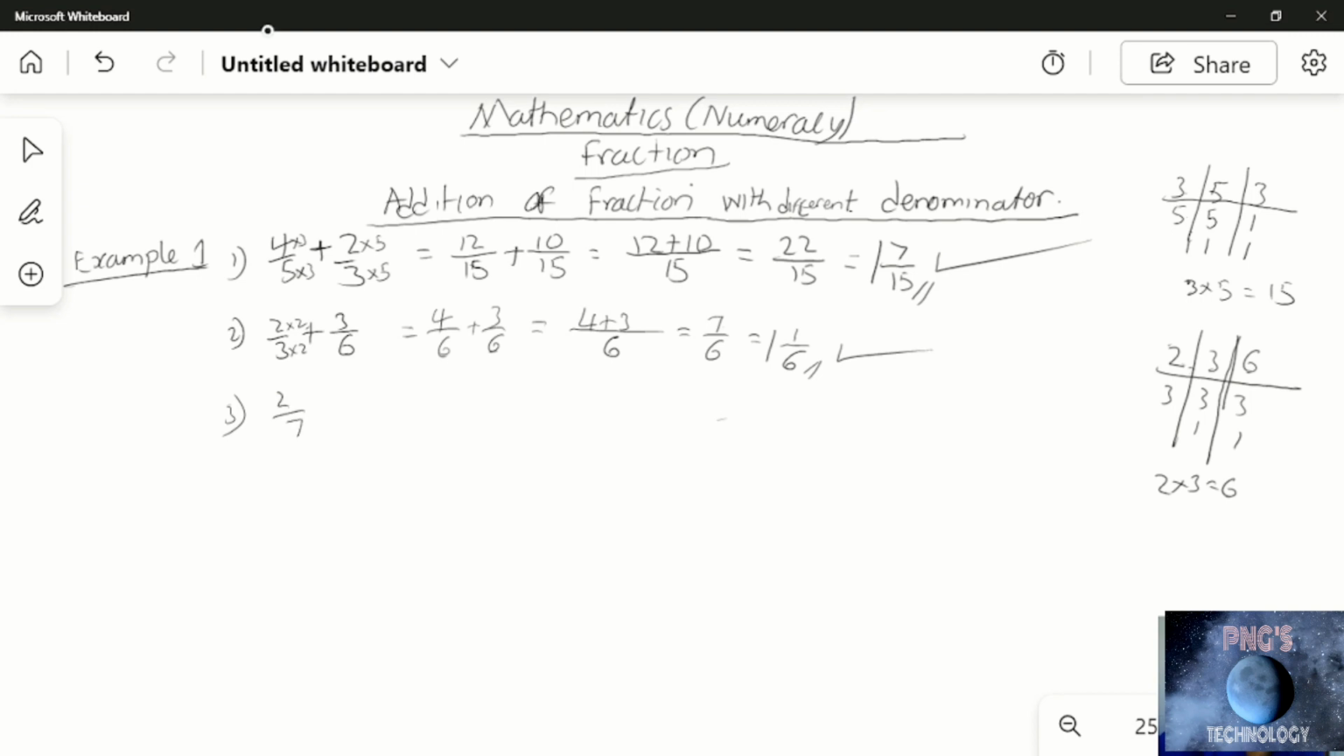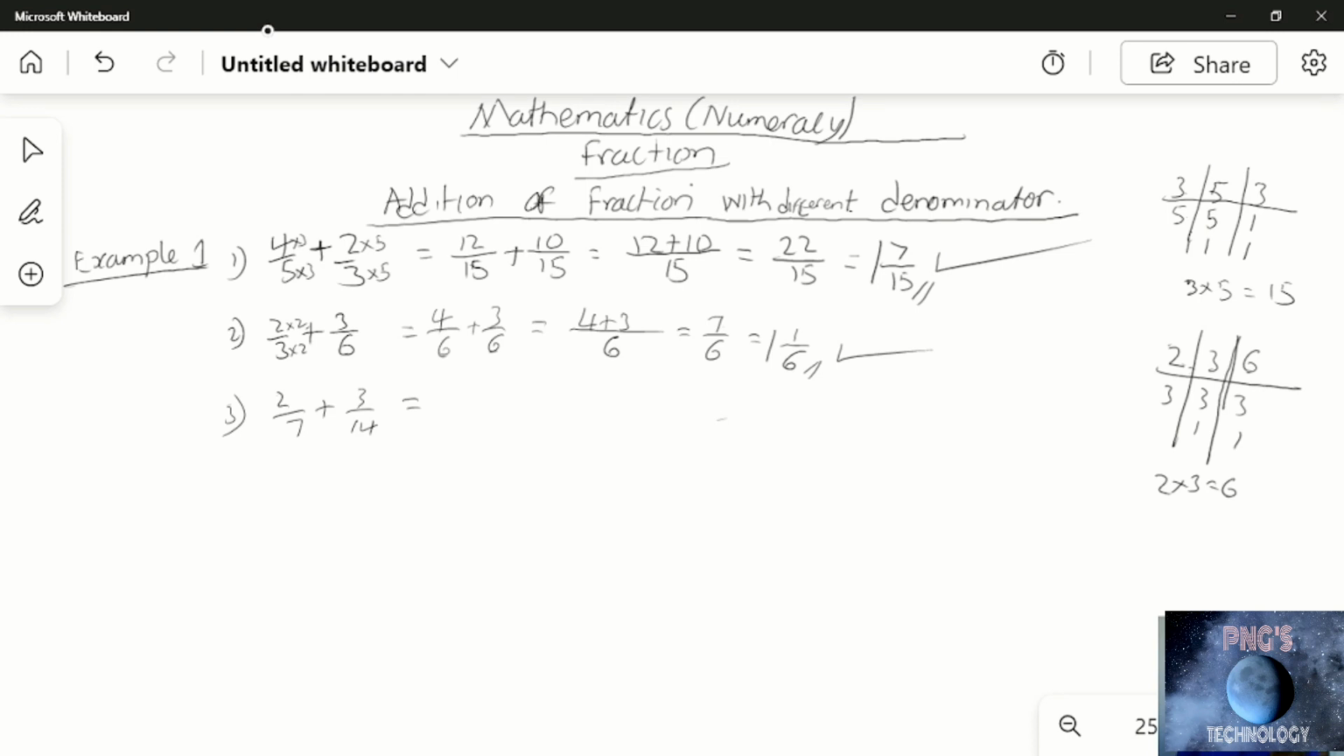So number 3, let's assume we're given 2 over 7 plus 3 over 14. So the LCM of 7 and 14, who can quickly tell me? Okay, you there? Yes, it is 14. The LCM of 7 and 14 is 14.